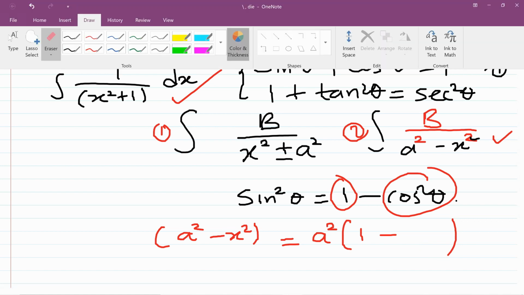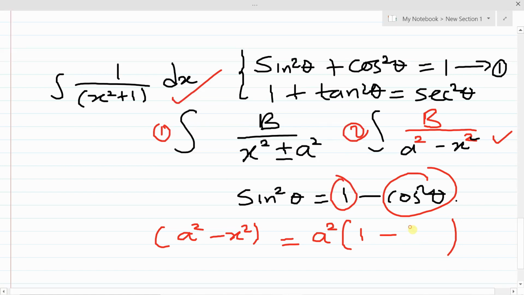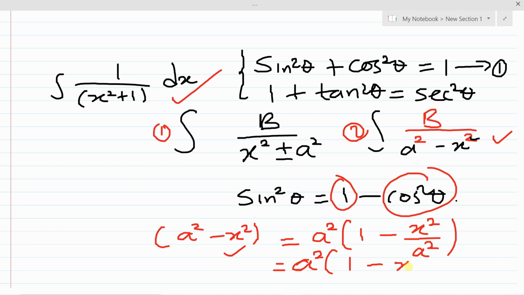Let me write it well. So we said it's s squared over a squared. Do you know why? Because if I multiply a squared through this, I'll get back this. I hope you get it. Now from indices, this is the same as a squared out, 1 minus x over a, all squared. I hope you get it.